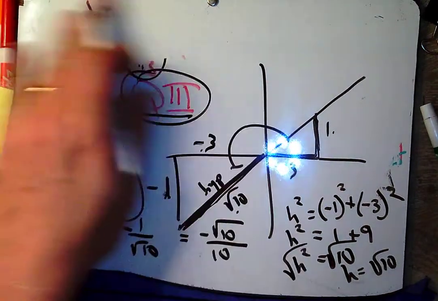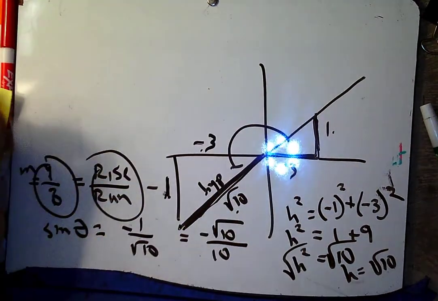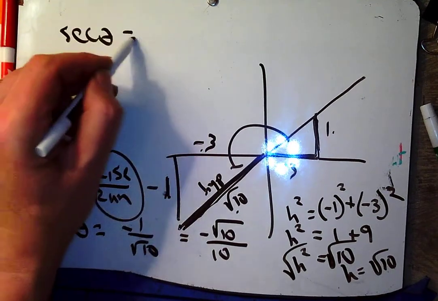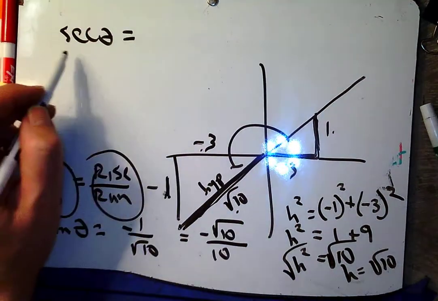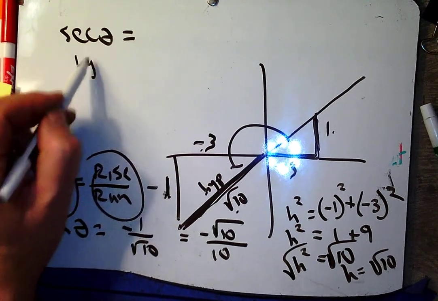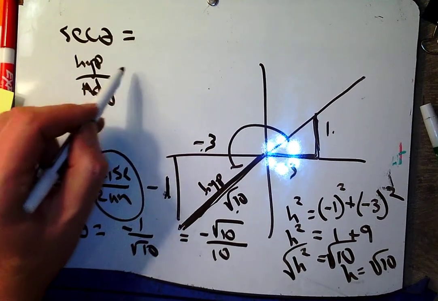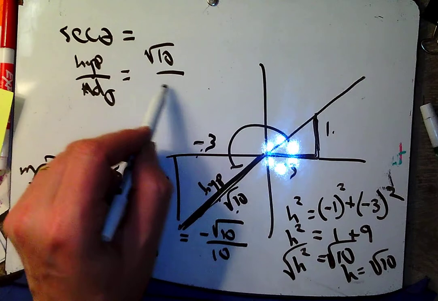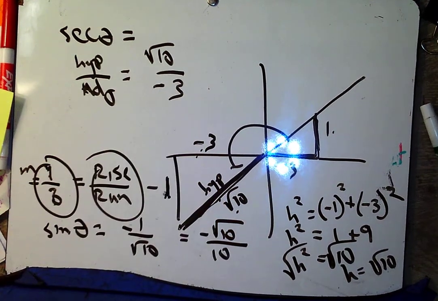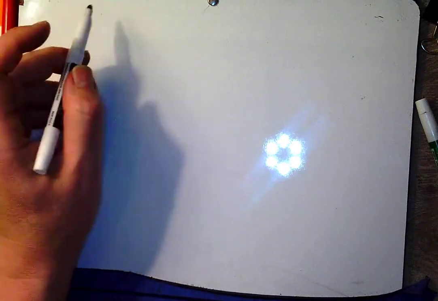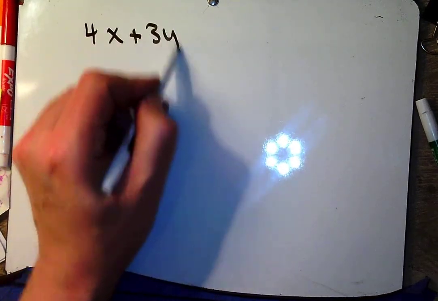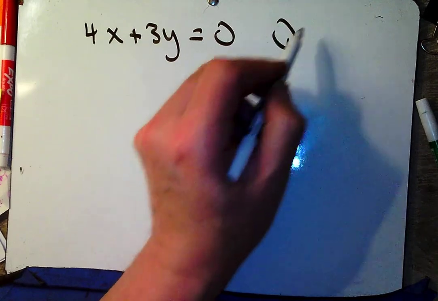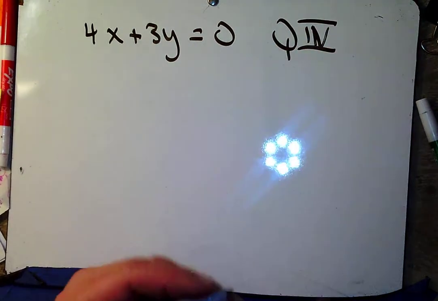Good. So, what if I was asking not for sine of theta, but for secant of theta? Well, remember, secant is hypotenuse over adjacent. So for us, the hypotenuse is √10, and the adjacent is -3. Okay, how about you do this one? Same thing, where that hypotenuse lives on the line 4x plus 3y equals 0, and we're talking about quadrant 4.